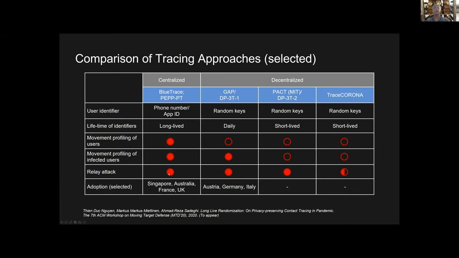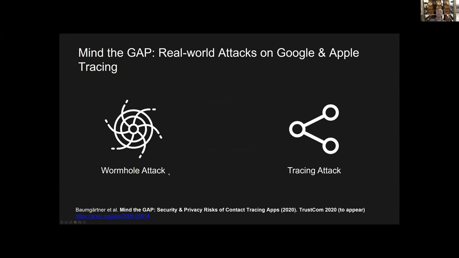So let me talk about the relay attack and the tracing attack. These are all known attacks. This is not something new. Everybody knew that the system is vulnerable to these attacks. There are a lot of essays about that.